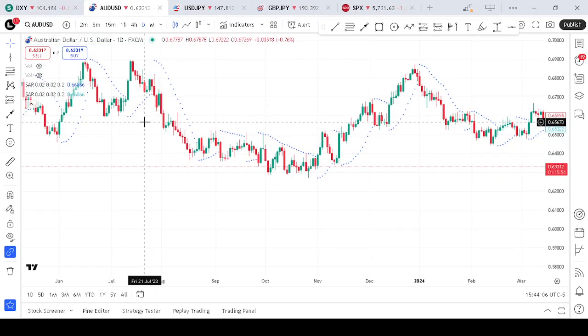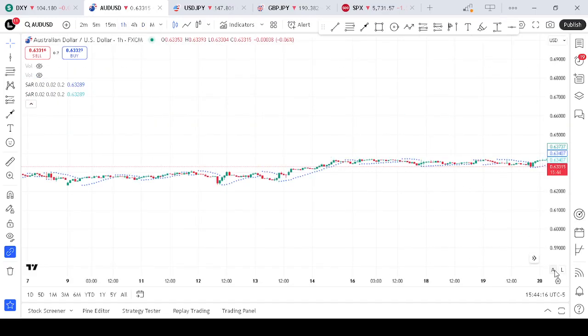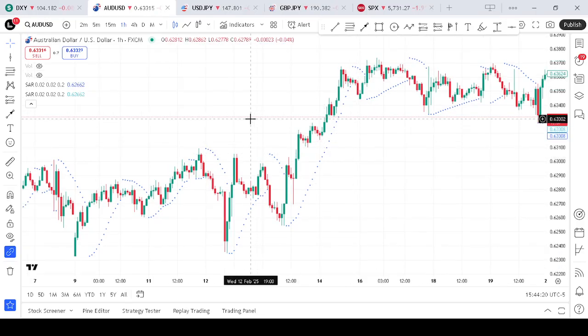The second is the short-term parabolic SAR used on lower time frames like the 1 hour and the 15 minutes. This is where we use the short-term parabolic SAR. This dual confirmation ensures and provides precise entry and exit points within the context of the long and short-term trend.